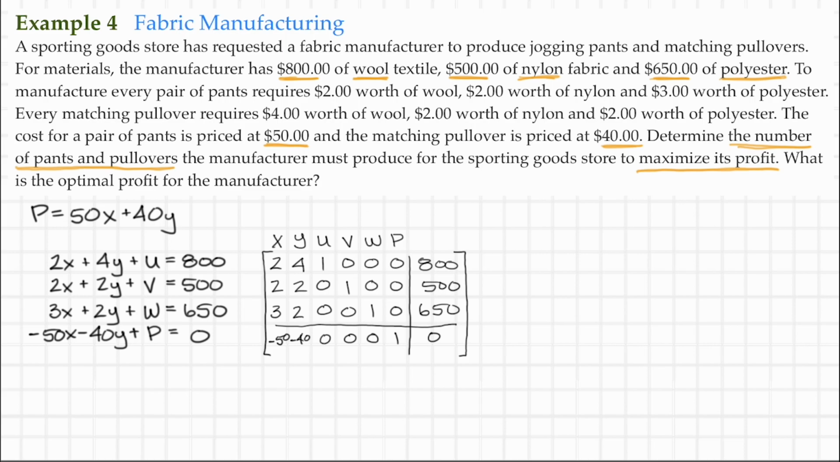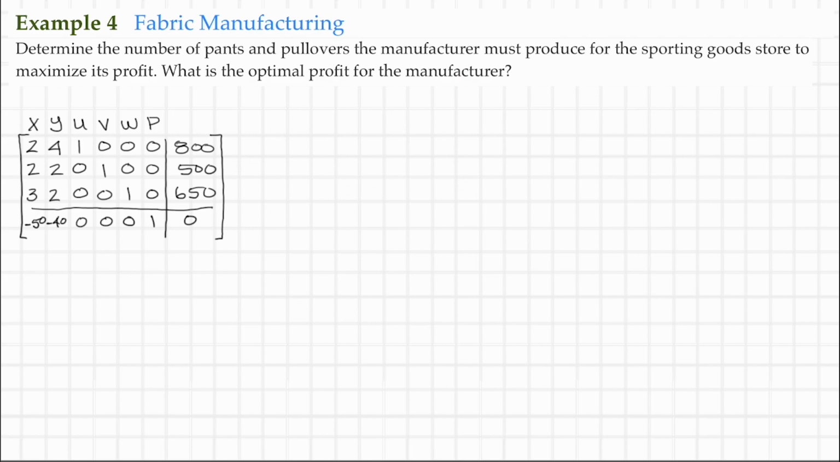And the next thing that we're going to do is we have to determine our pivot element. Now recall that the initial pivot element is found in the column with the most negative value in the last row, and that's -50 right here. So this is going to be our pivot column. And then our pivot row is going to be the one with the smallest non-negative ratios. So we have 800 divided by 2, that's 400. 500 divided by 2, that's 250. And 650 divided by 3, that's 216.67. So 3 is going to be our pivot element.